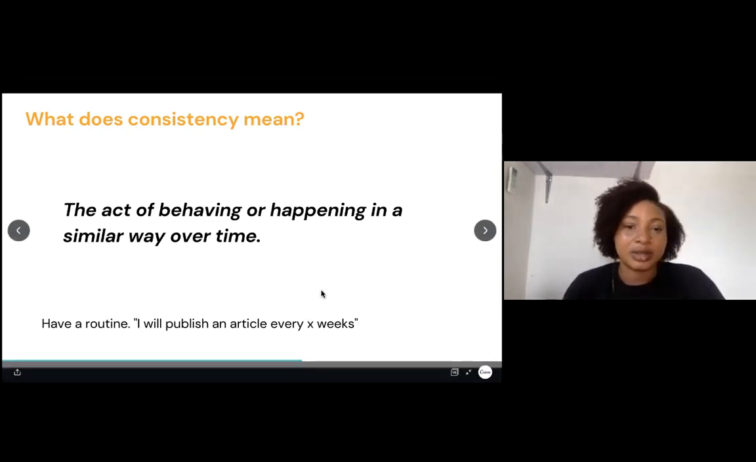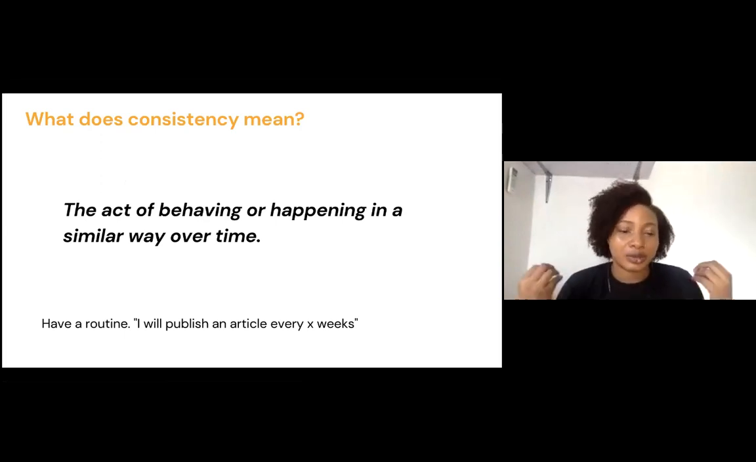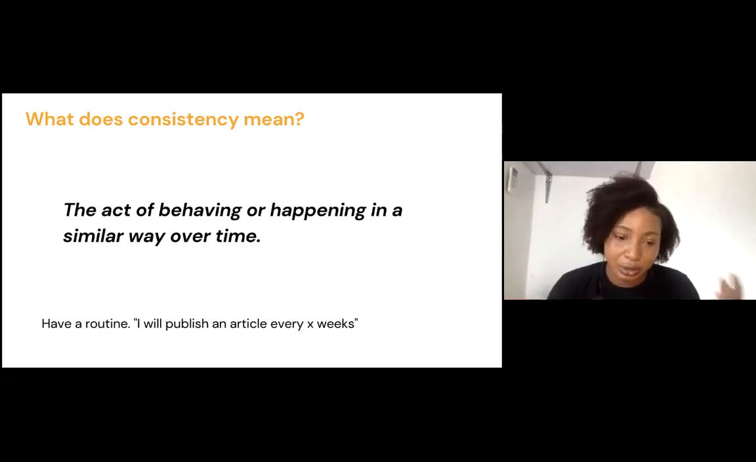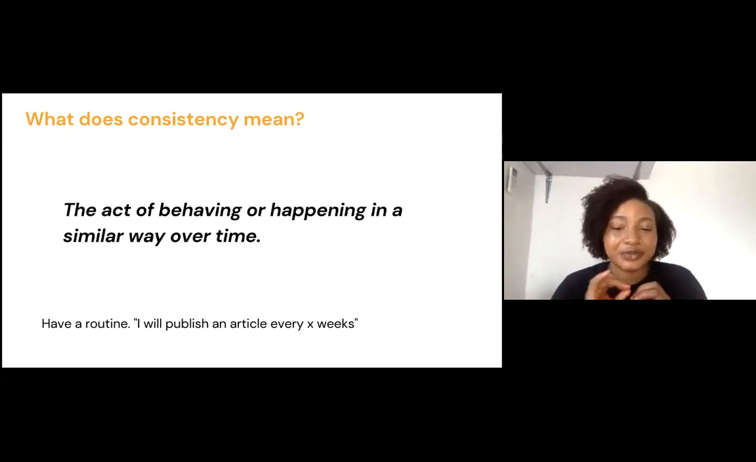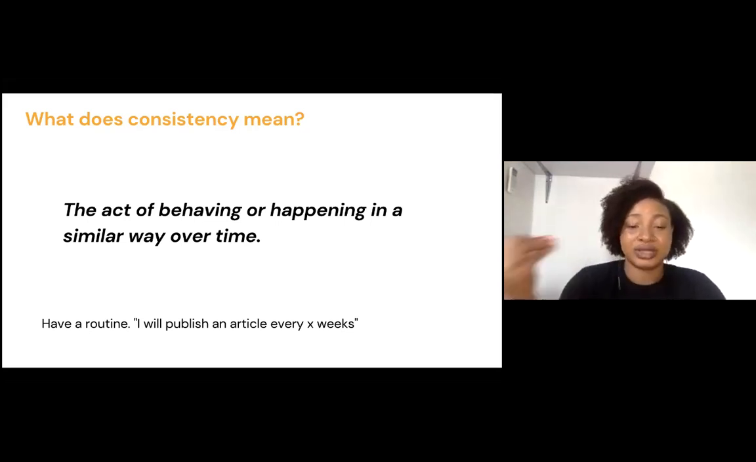So now that you've found articles, you've found content, you know what content is, great. You're now able to find content. How are you going to use all of that content? You have to be consistent. And here I'm saying that, okay, the act of behaving or happening in a similar way over time is what consistency means. Consistency is very, very important. And I know that it is hammered a lot of times, but it's not something that is easy to do. That's the truth. Being consistent is not easy, but being consistent will take you far.